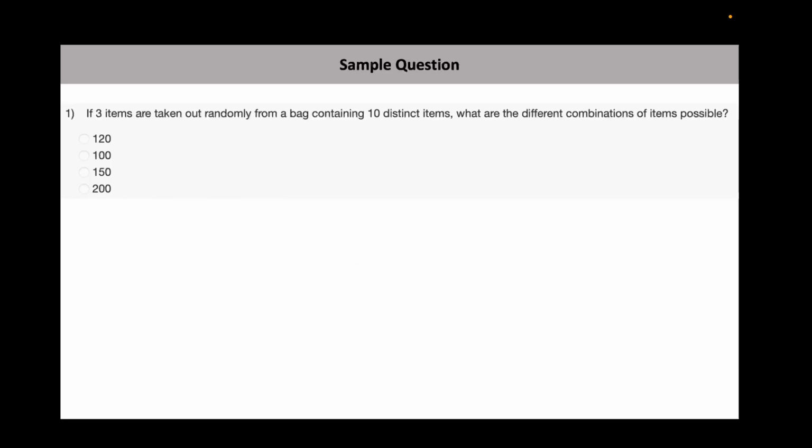Okay. So we'll just try to solve this question. The questions for this session are about probability and combinations and these kinds of questions. In this question, it is said that there are three items which are taken out randomly from a bag containing 10 distinct items, and it's asking about the different combinations of the items possible.